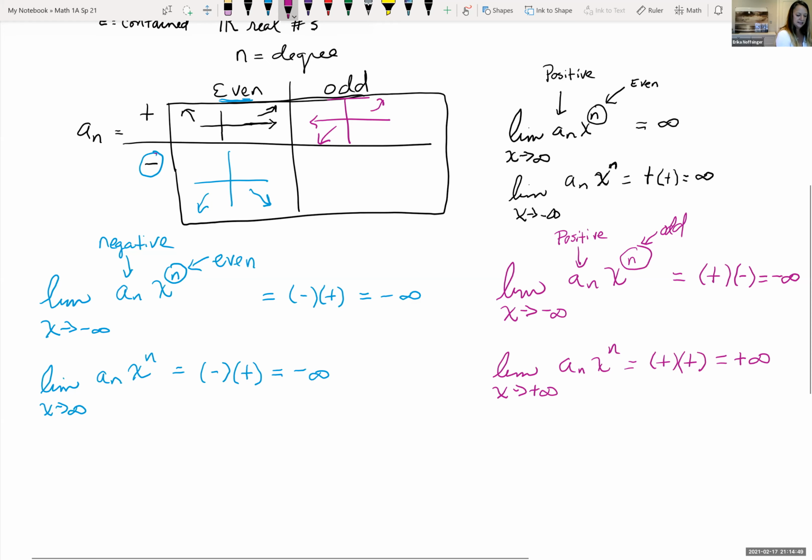Okay, so last case scenario, we have an odd degree and our coefficient is now negative. So the limit as x goes to negative infinity of a sub n x raised to the nth, and a sub n was negative, and n is going to be odd.